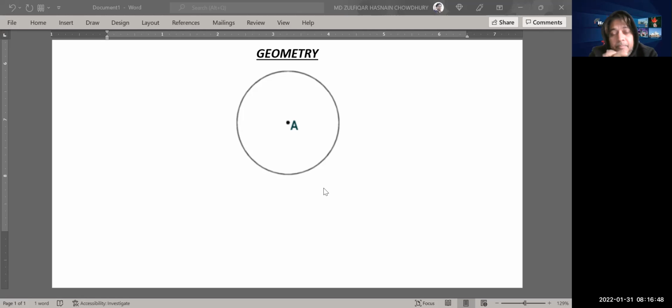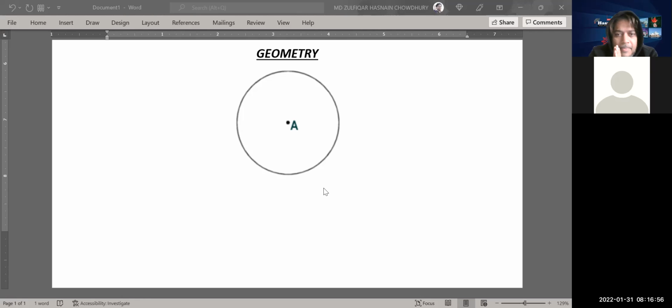Now tell me, how many different things you can see in this picture? The point A in the center and then the circle. Yeah. So one is very tiny, the other is very big, right? What do you call the tiny thing here? A point. When you are thinking about the point in terms of the circle, what do you call it?